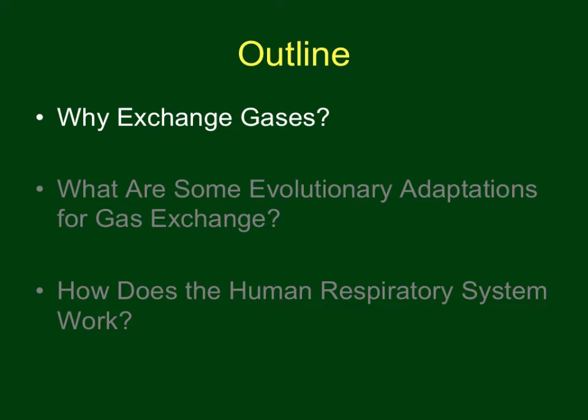We are going to take a look at different types of evolutionary adaptations for gas exchange. Those would be things like gills versus trachea in insects, parabronchi in birds, or even mammals having lungs. And then finally, to wrap up this chapter, we're going to take a look at the human respiratory system: the parts involved, how they operate, how the breathing cycle works, the respiratory cycle, and so on.